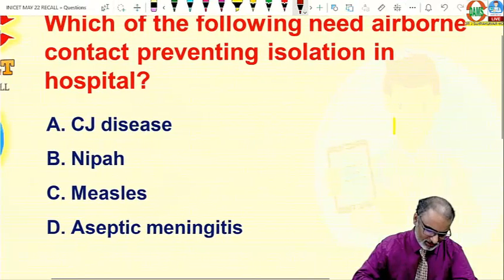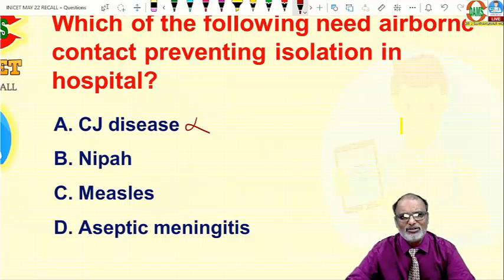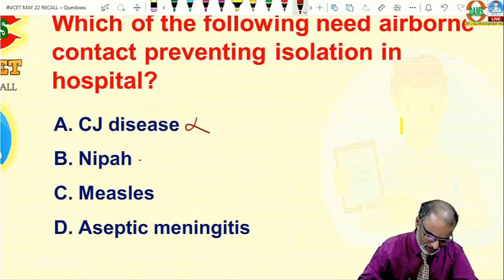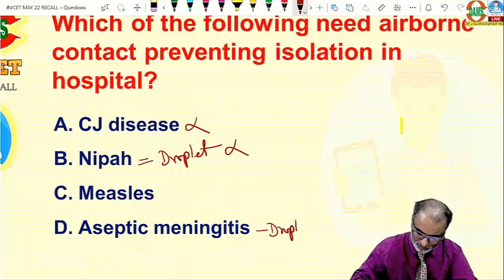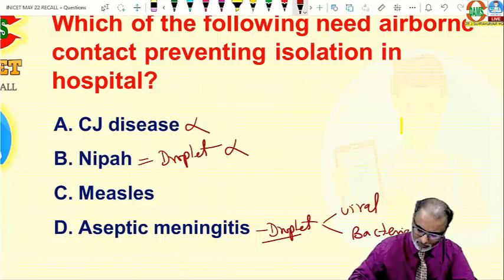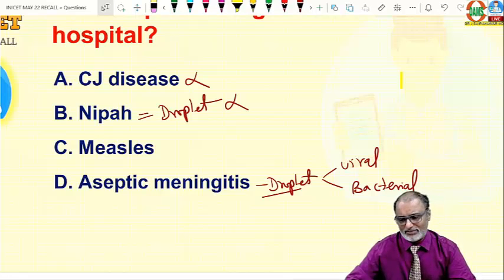See here. In this, CJ disease is a slow viral disease, eating brain or those kind of things, or it's a genetic, it's a misfolding of proteins. Nipah is droplet, not airborne. Aseptic meningitis, droplet, both viral or bacterial etiology. Usually 90% septic meningitis, pyogenic meningitis.